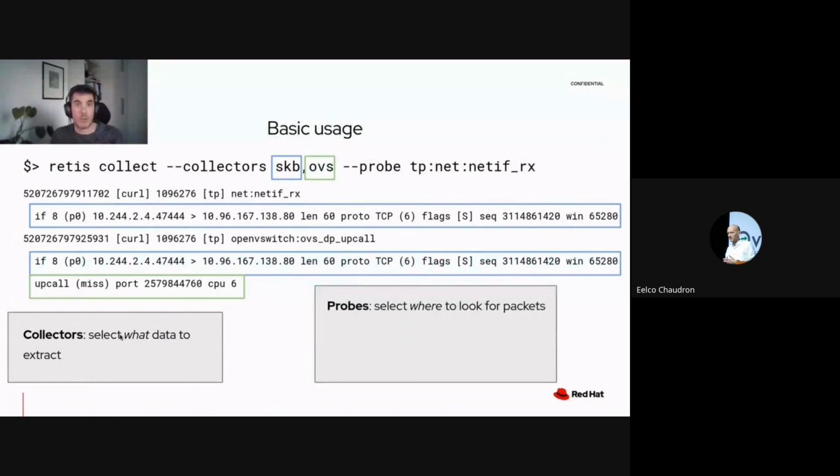Now, apart from collectors, we have probes. Probes tell Retis where to look for packets. Some of the probes are explicit. Like in this example, we asked Retis to probe a specific trace point in the kernel, and so we did. But also, some of the probes might be automatically configured by some collectors. In this example, OVS automatically created a probe in the OpenvSwitch kernel module. And this is basically because it doesn't really make sense to look for OVS information elsewhere.